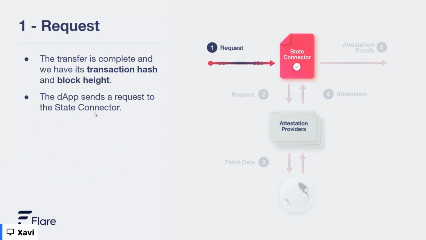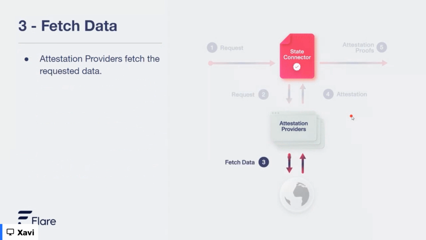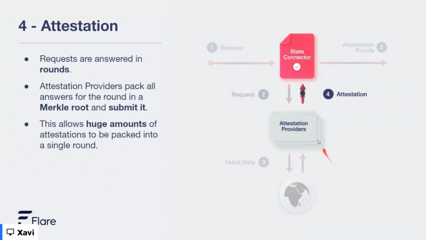What's happening now, this request is being forwarded to all the attestation providers in the network. This is using EVM events, so it's very lightweight and easily scalable. The attestation providers right now are going into the world and fetching the requested data and submitting the data back to the state connector. Now, let me use this time to explain a bit how this is done.